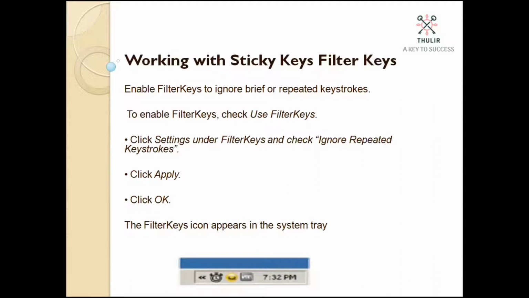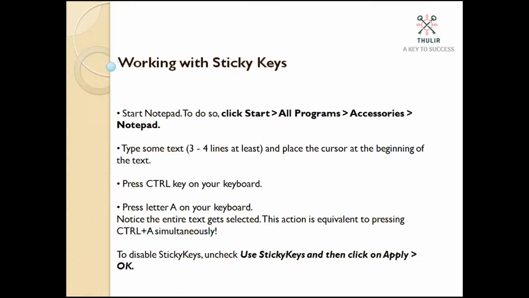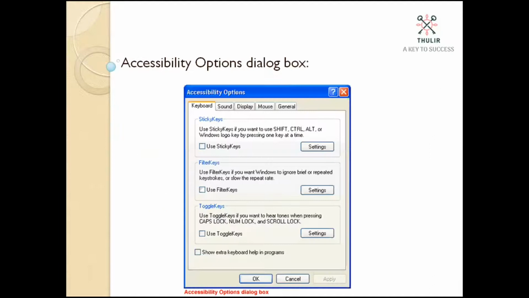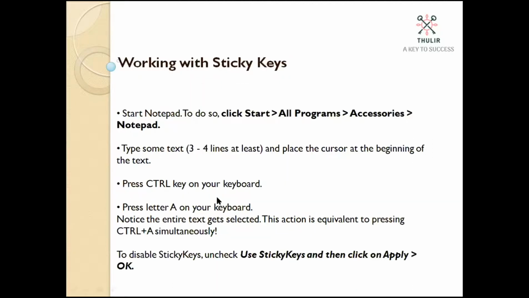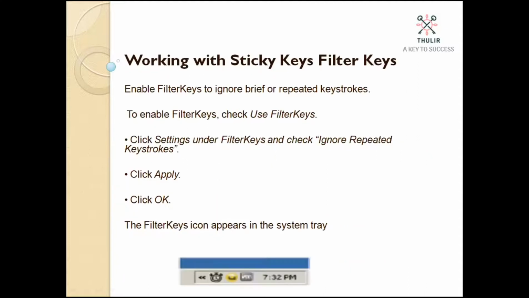So to use the filter keys, go ahead to the accessibility option. Under the keyboard tab, you have the second option, Use filter keys. Check on that and click on Settings to do its personal settings, right? And then click on Apply and OK. The key icon appears at the bottom of your system tray, and this is the system tray.